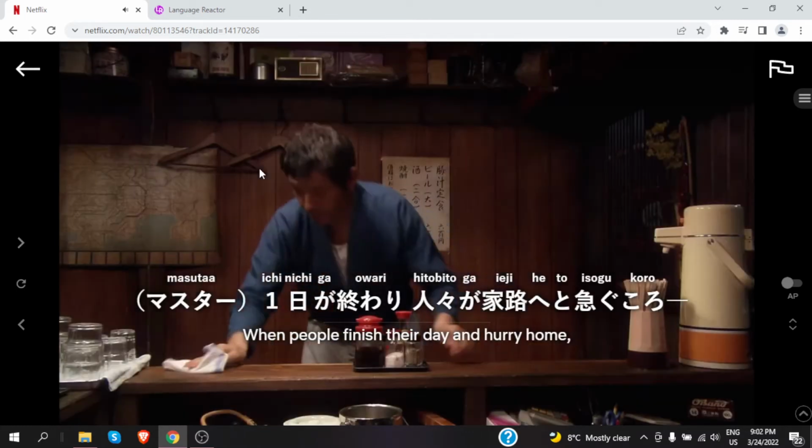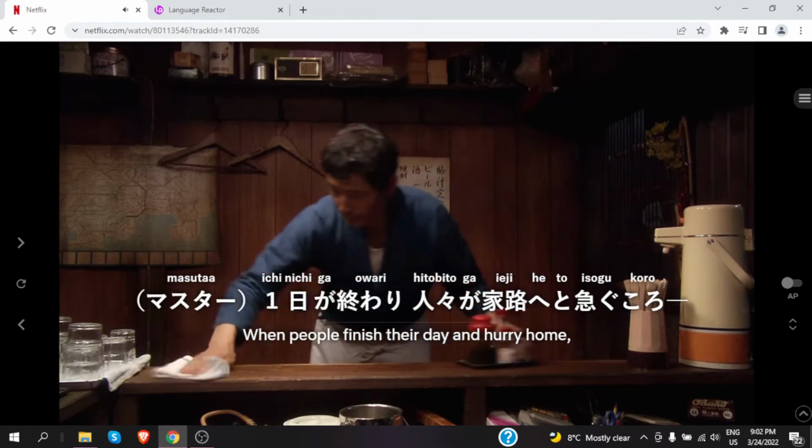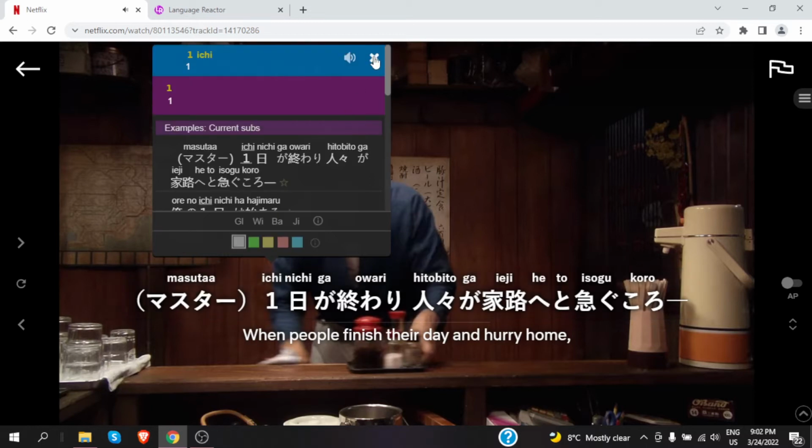So let's begin. Okay, so now I'm a beginner, yeah? So if you're a beginner too, learn along with me. So what I do first is I have a look at all the words. So ichi, okay, ichi is one.